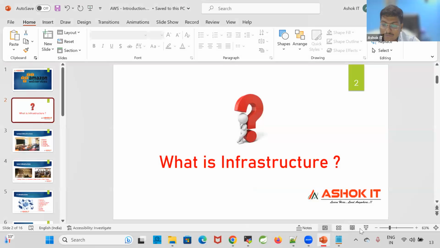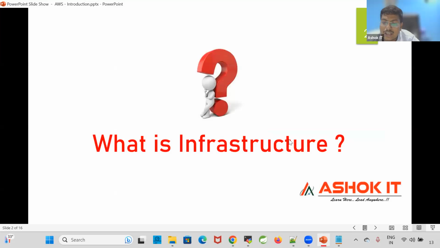Now here, first let's start our discussion related to what is infrastructure. Guys, can anyone tell me what is infrastructure? Any idea? Anyone? Please respond in the chat box. What is infrastructure? The resources that are required to run our business. The resources that are required to run our business are called infrastructure.